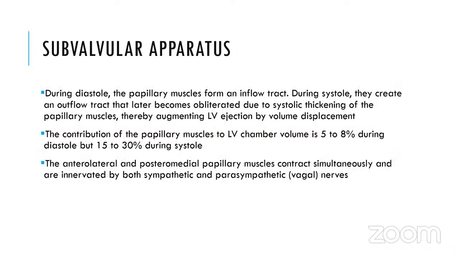So during diastole, the papillary muscles actually form an inflow tract. However, during systole, they create an outflow tract, which later becomes obliterated due to systolic thickening of the papillary muscles, which augments the LV ejection by volume displacement. The papillary muscles contribute to LV chamber volume about 5 to 8% during diastole, but they contribute 15 to 30% during systole. The anterolateral and posteromedial papillary muscles contract simultaneously and are innervated by both sympathetic and parasympathetic vagal nerves.